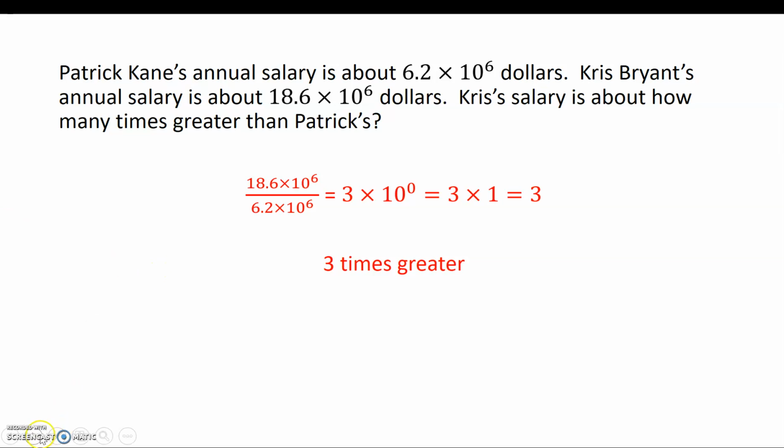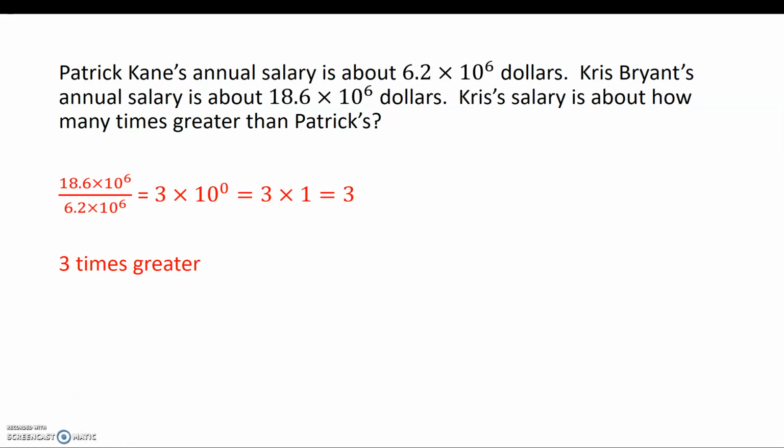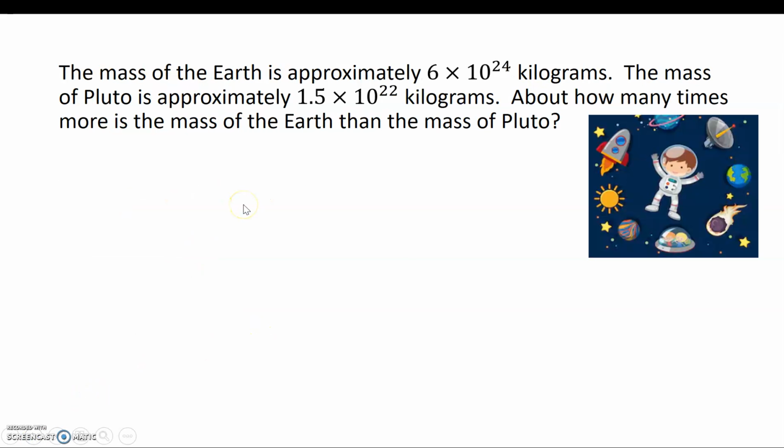And I have one more question for you guys in today's video. This one is like a space problem. It says the mass of the Earth is approximately 6 times 10 to the 24th kilograms. The mass of Pluto is approximately 1.5 times 10 to the 22nd kilograms. And we want to know about how many times more is the mass of the Earth than the mass of Pluto. And by the way, those numbers are approximated a little bit just so that they're pretty friendly for us. If you want to pause this one and try it on your own, you can.